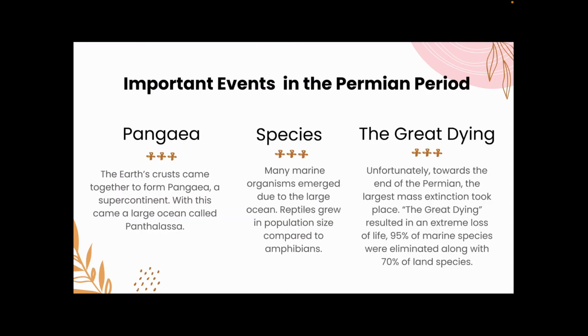Important events in the Permian Period. Pangaea. The Earth's crust came together to form Pangaea, a supercontinent. With this came a large ocean called Panthalassa.